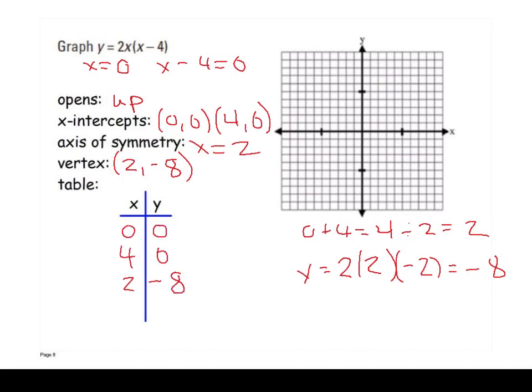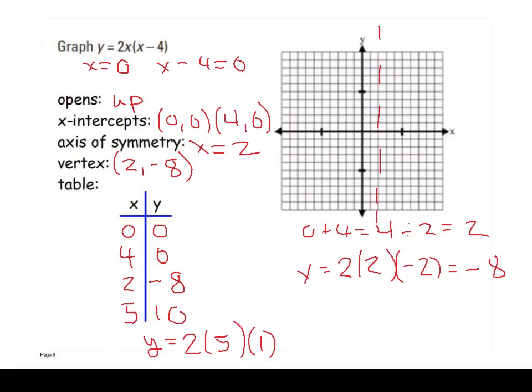I'm going to plot my x value of 5, and when I plug that into my original equation, I get y is equal to 2 times 5 minus 4, which is 1. And that multiplied together gives me a positive 10. So my axis of symmetry is equal to 2, and I can put that onto my graph.